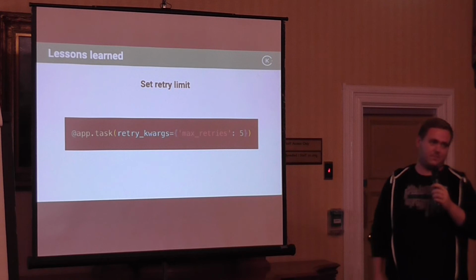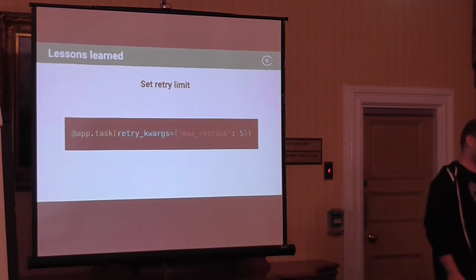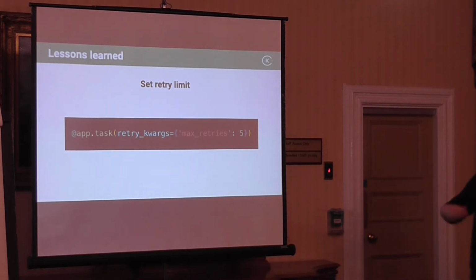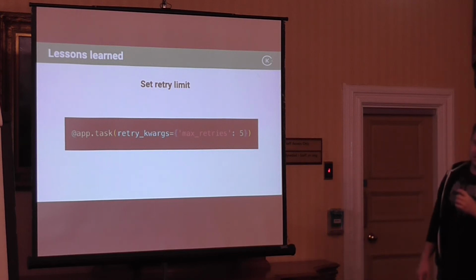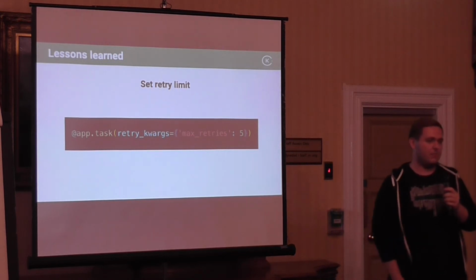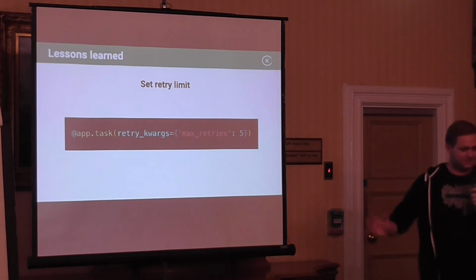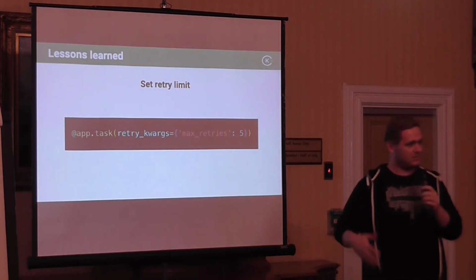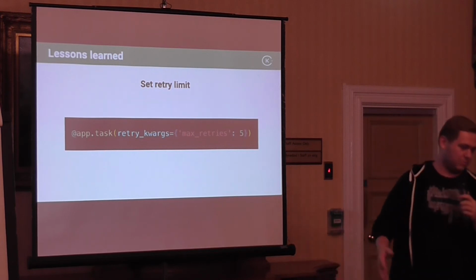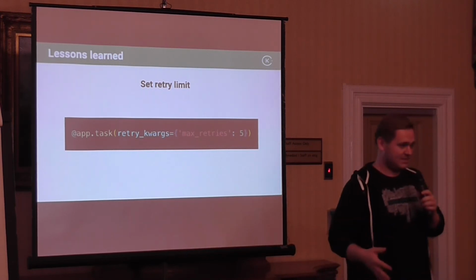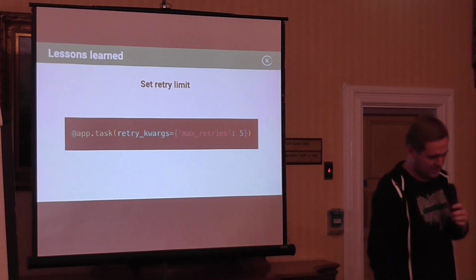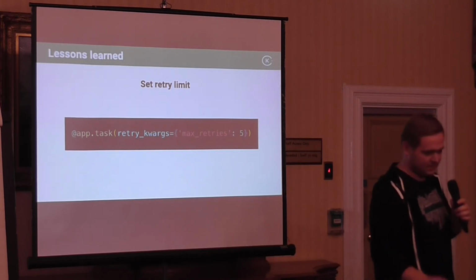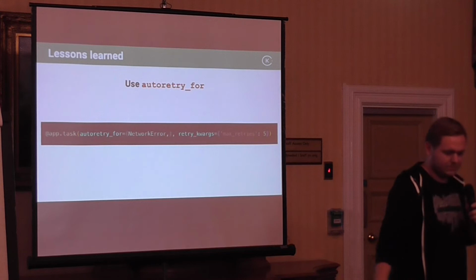Set retry limit. If you have repetitive tasks, like when you tried five or six times the task, always tell Celery how many times you can try, and then just give up, throw error, and log it, or change parameters, report to someone who knows what to do with that, just set retry limit. It's super easy, just max retries, and you're good to go.